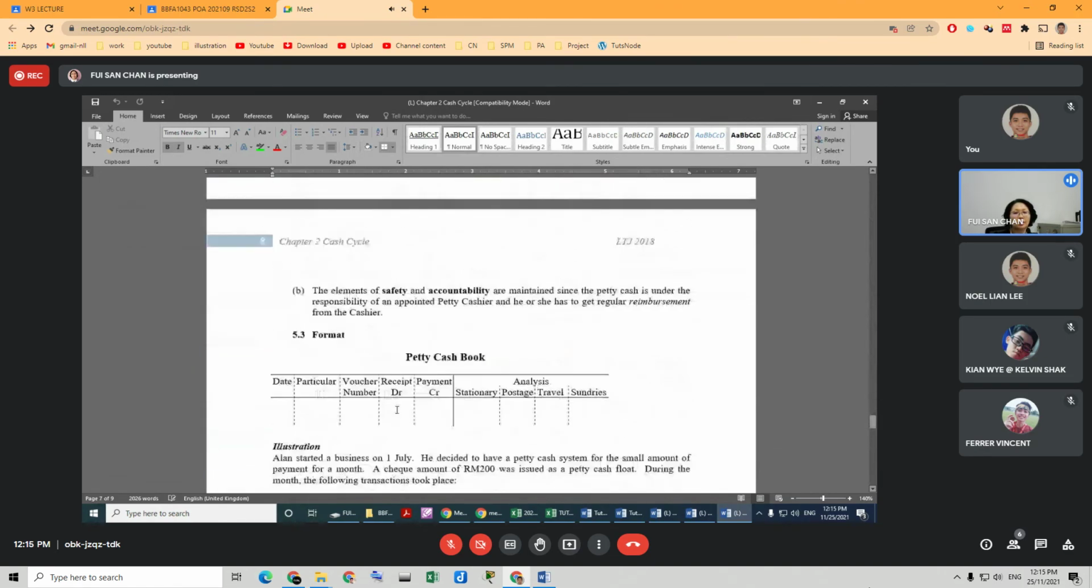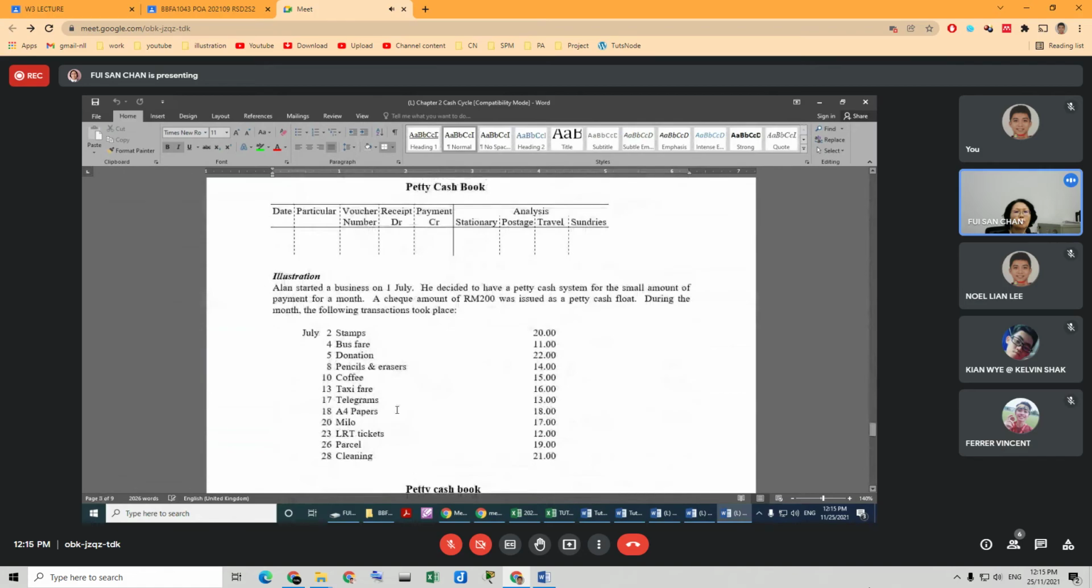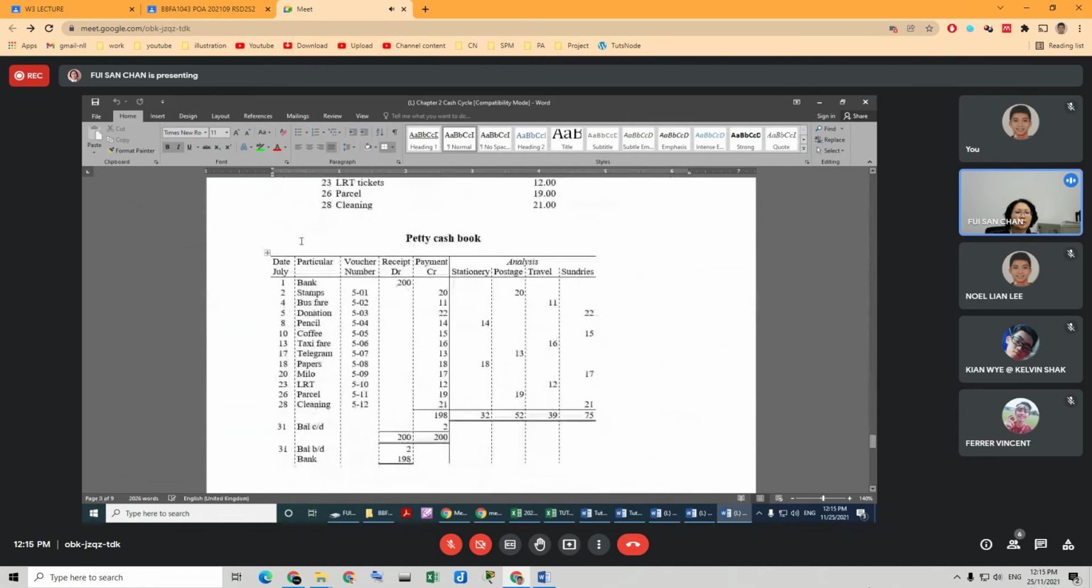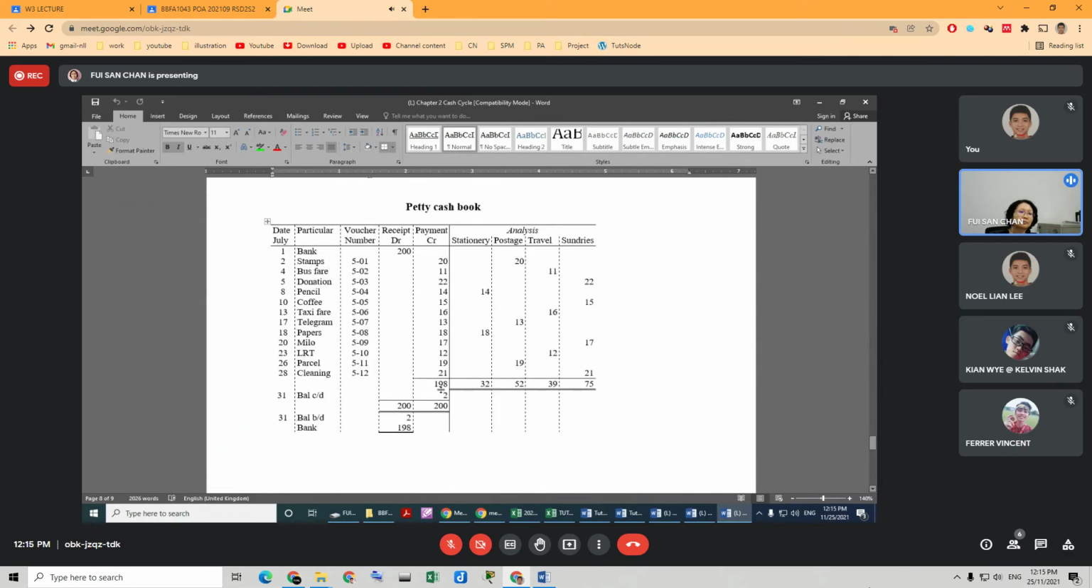Petty cash, right? Normally we don't really test you. Petty cash is actually like this: petty cash is to record, and then they put the analysis on whether it is stationery or postage or travel or something. I think this one is not that important. For diploma students, maybe yes, but for degree, I think not. But it's good that you have an idea how to actually record this.